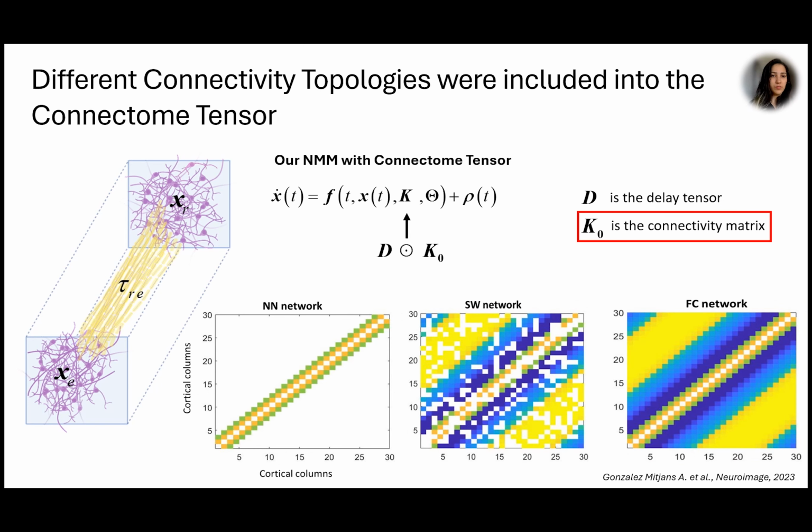The other component of the connectome tensor is the connection strength, and for that I define three types of connectivity topology. The nearest neighbor, where only short connections are included. The small world network, that keeps the short-range connections to neighbors and adds random sparse large-range connectivity. And the fully connected network, that includes all the connections of the graph.